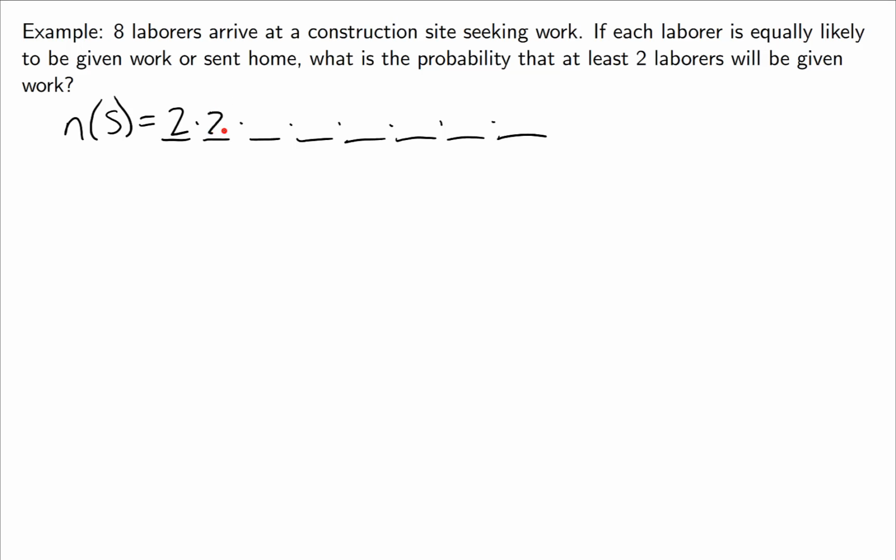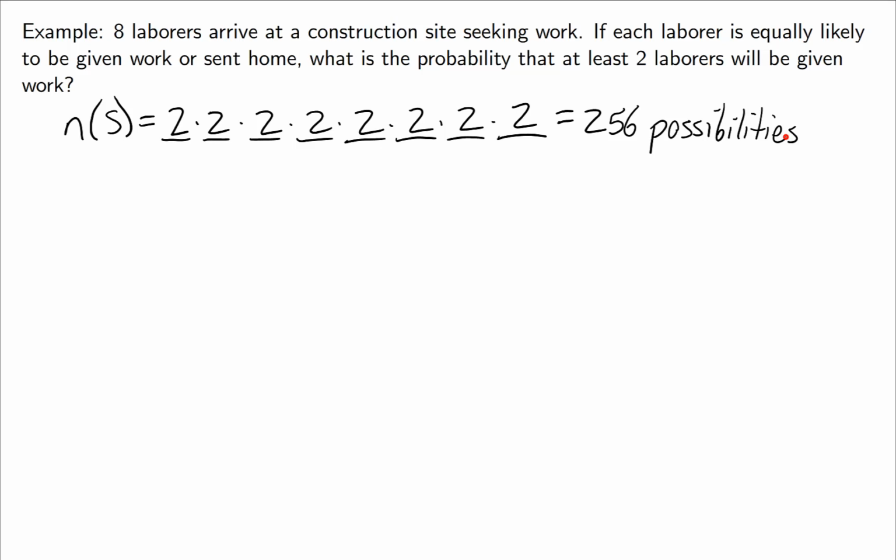Kind of strange, but that's what's going on in this problem. And the rest of the laborers are exactly the same thing. There are 2 choices for each one. So with that, we end up with 256 possibilities. And these are the ways that we could have people on the job site. It also takes into account who is on the job site as well.